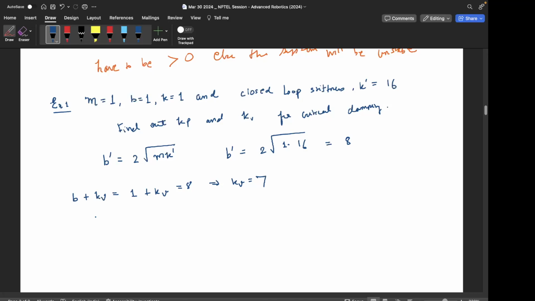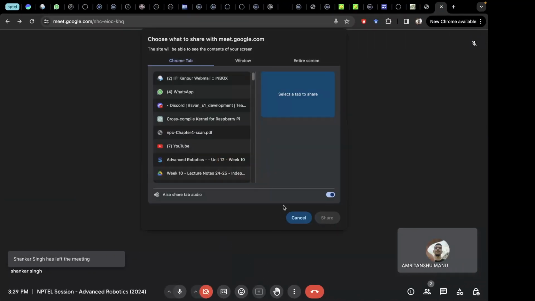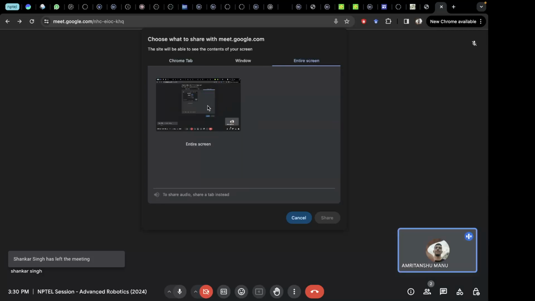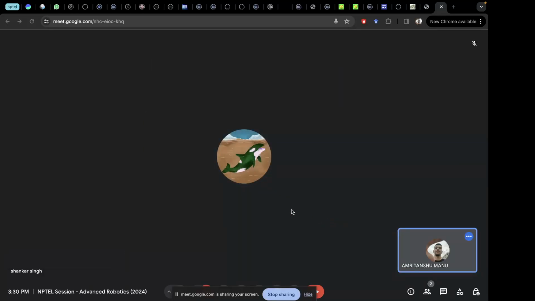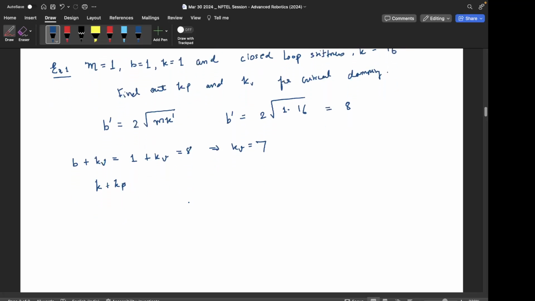Right, and similarly सर आपका स्क्रीन नहीं विजिबल हो रहा है. हाँ मैं शेयर कर रहा हूँ. Can you see the screen now? Yes sir. Okay.